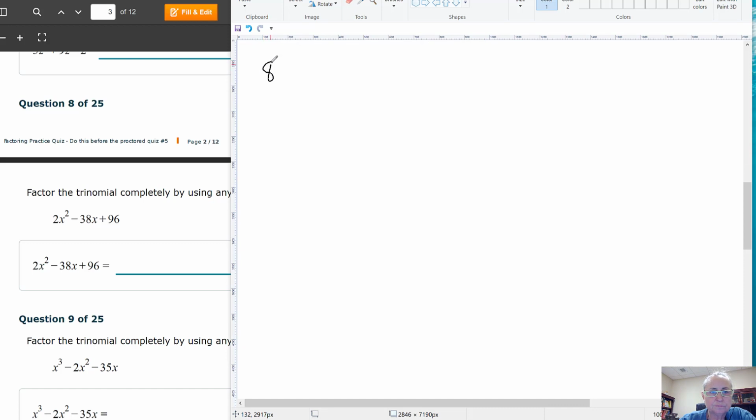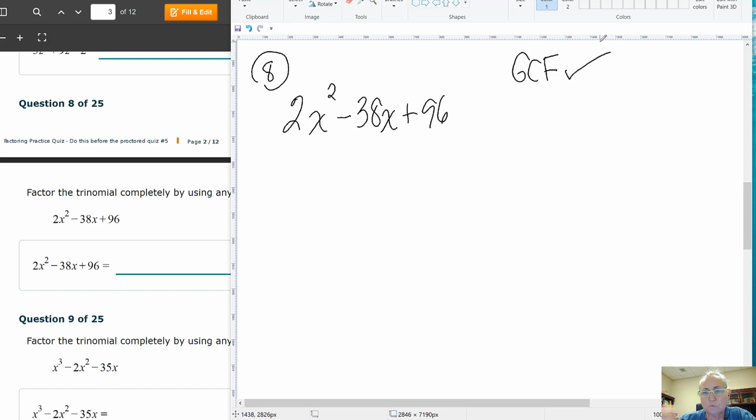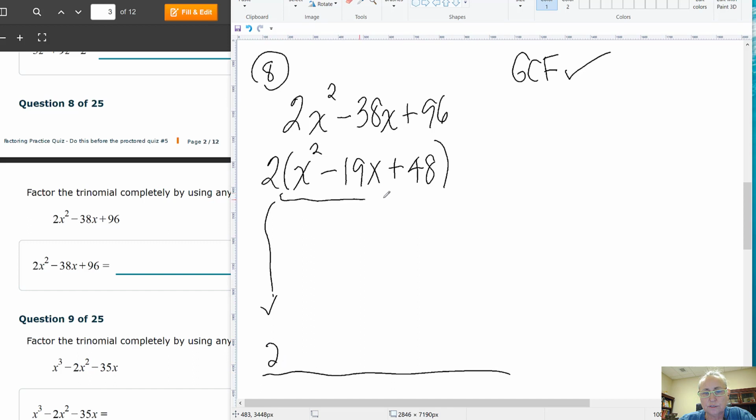Number 8. 2x squared minus 38x plus 96. The first thing I do is I look for a GCF, and guess what? We do have a GCF this time. So 2 will come out: x squared minus 19x plus 48. So now my A is, look, this 2 is going to come down in my answer, and I can ignore it. I'm just going to look at this. So my AC is 48. It has to combine to negative 19.